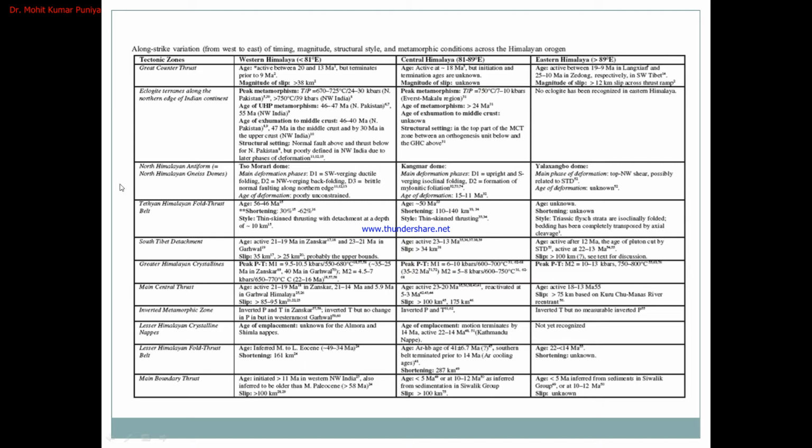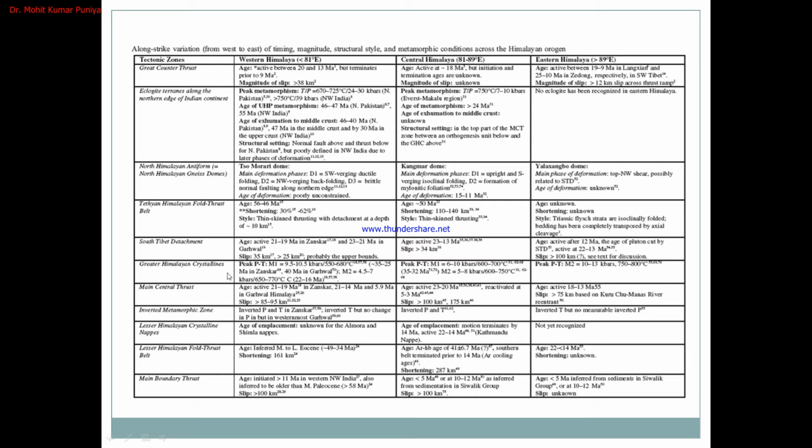Okay. Then we move to the Northern Himalaya antiform, Somurari Dome. In Central Himalaya, Kangmar Dome, and in Eastern Himalaya, Yalaksangu Dome. So we can give the example of the dome too. Then the Tethyan Himalaya fold thrust, as the name suggests, and the age in the Western Himalayas is 56 to 46 million years, then 50 million years in unknown.